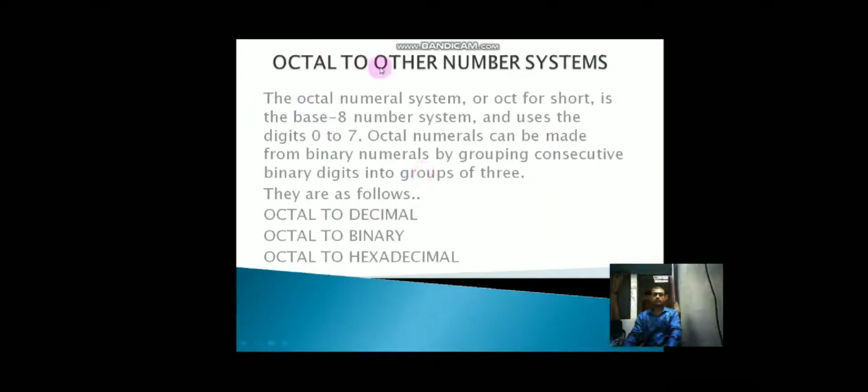Welcome my students. Today we will discuss octal to other number systems. The octal number system, or oct for short, is the base 8 number system and uses the digits 0 to 7. Octal numbers can be made from binary numbers by grouping the consecutive binary digits into groups of 3. They are as follows: octal to decimal, octal to binary and octal to hexadecimal.